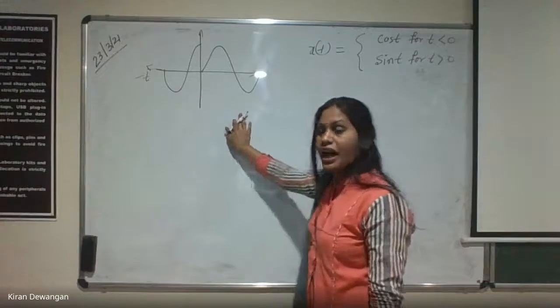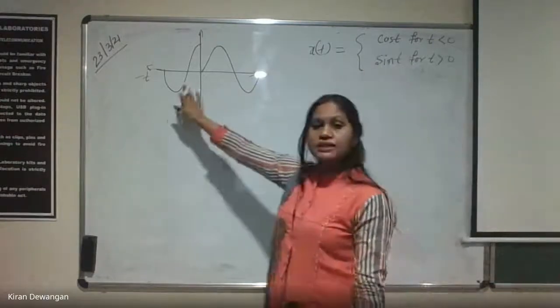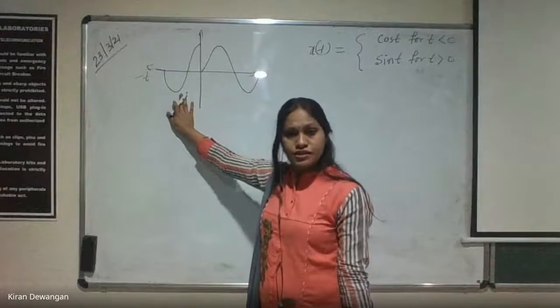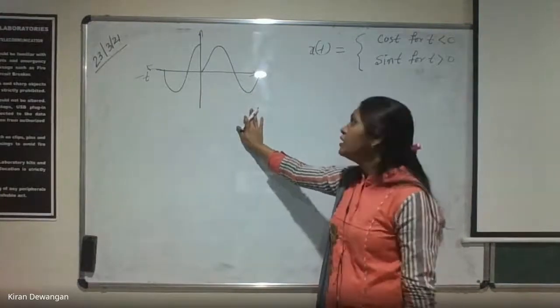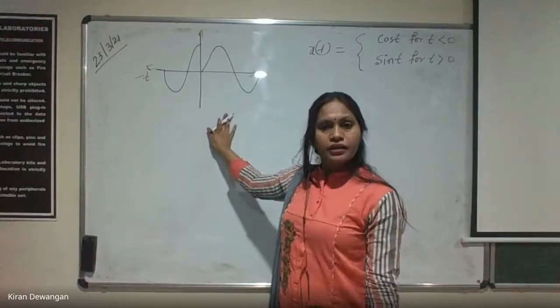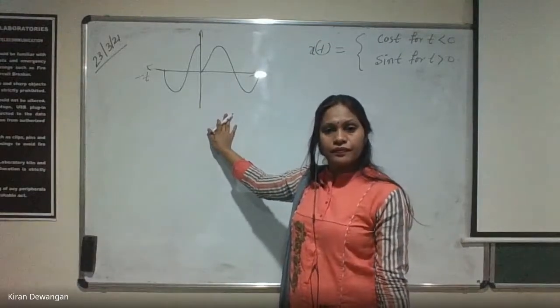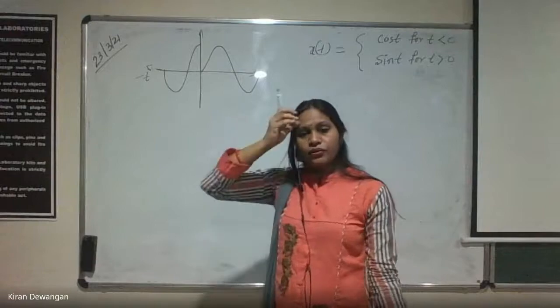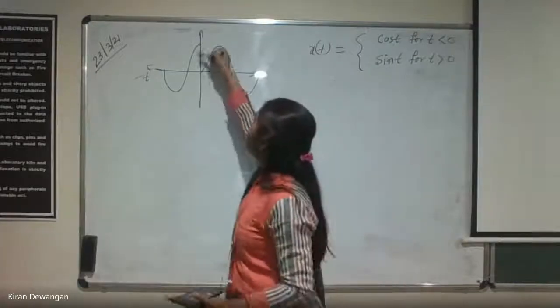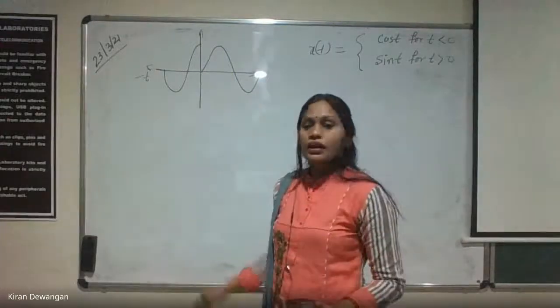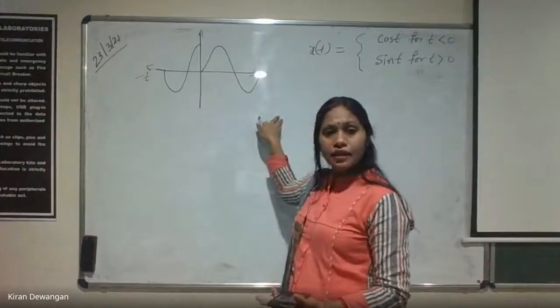This is how it has been defined. For t less than 0, it is cos t. For t greater than 0, it is sin t. Is it looking periodic? कहीं से periodic लग रहा है आपको? No, ma'am. It cannot be periodic in nature because we have a drop here and it is not repeating. ये repeat नहीं हो रहा.